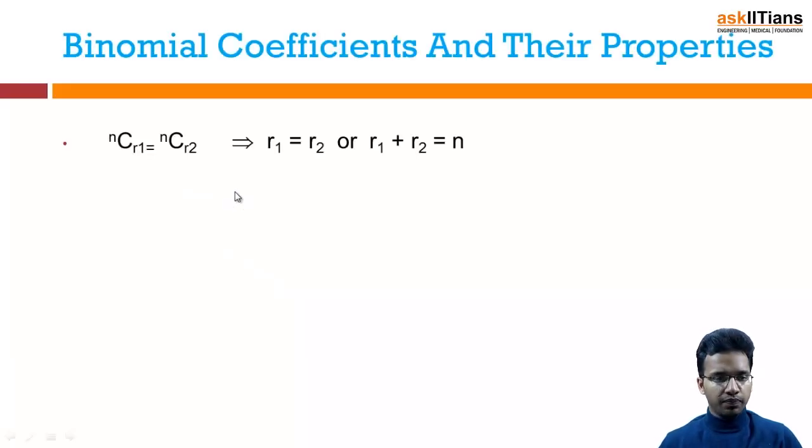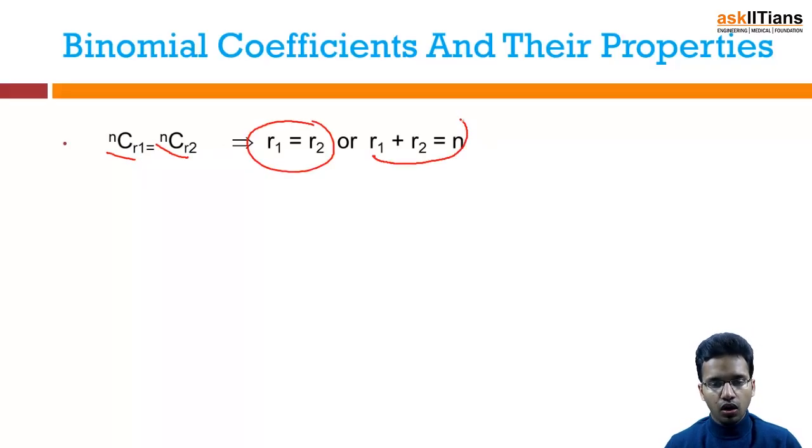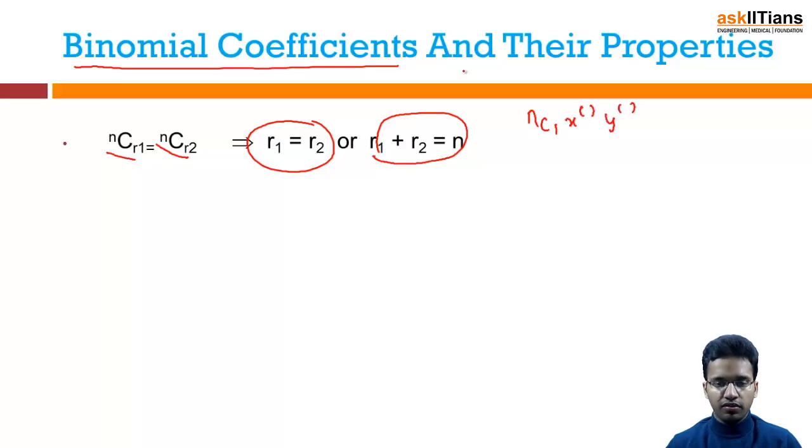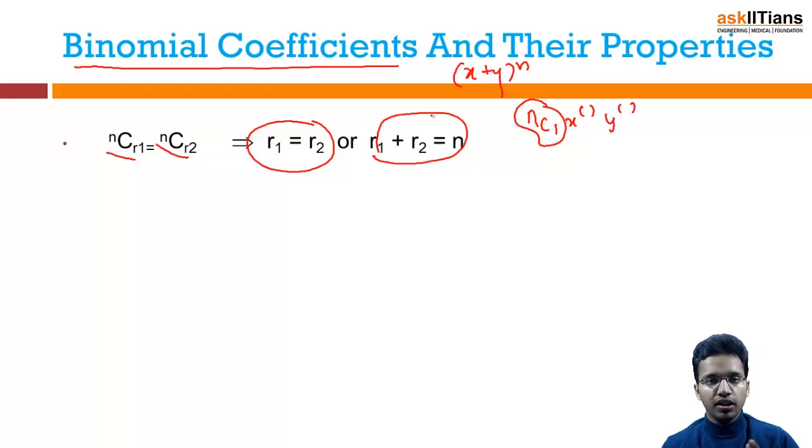Starting with the first property of binomial coefficients, which we have already discussed: if nCr1 and nCr2 are equal, there are two possible cases, either r1 and r2 are equal or their sum is equal to n. And again I will specify that we are studying binomial coefficients, so we are not looking at the expansion. Basically, we are not concerned about these terms. In this expansion, we are just studying how the binomial coefficients, the C parts, are behaving. So this was a property which we discussed.